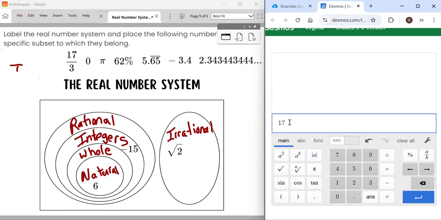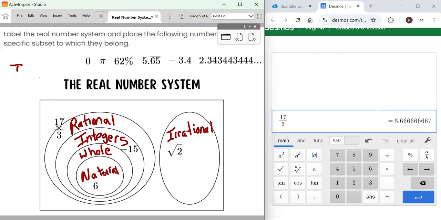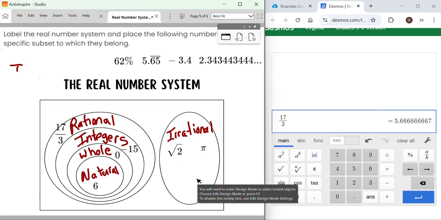All right, 17 divided by 3 is a decimal that repeats. It's also a fraction, so we know for a fact that this is rational. Okay? 0, the most specific case for 0 is always whole. All right? Pi, we know that pi is an irrational number. As a matter of fact, I often call it the royalty of irrational numbers because it always goes with irrational.